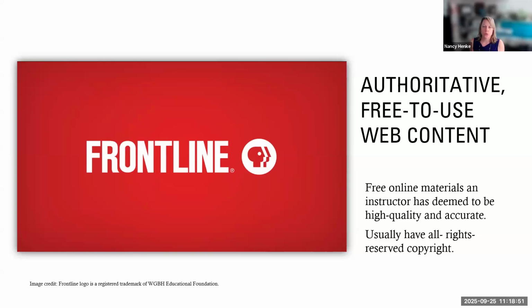So authoritative free-to-use web content is used in classes a lot, right? It's used in classes all the time. But again, that copyright status is all rights reserved. It doesn't have the open license attached to it, as you might see in OER or OA.